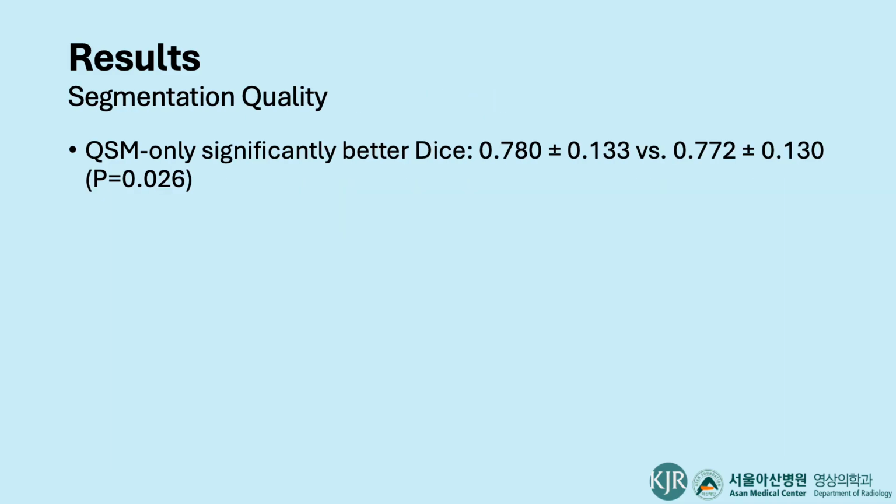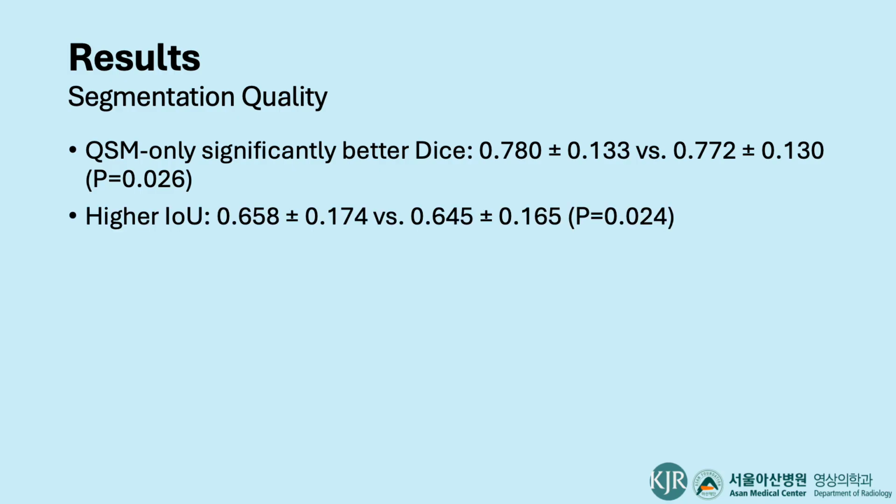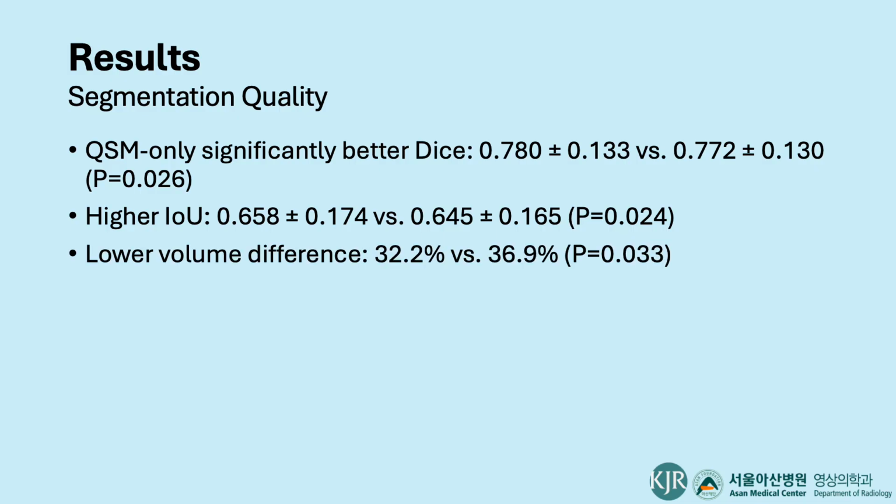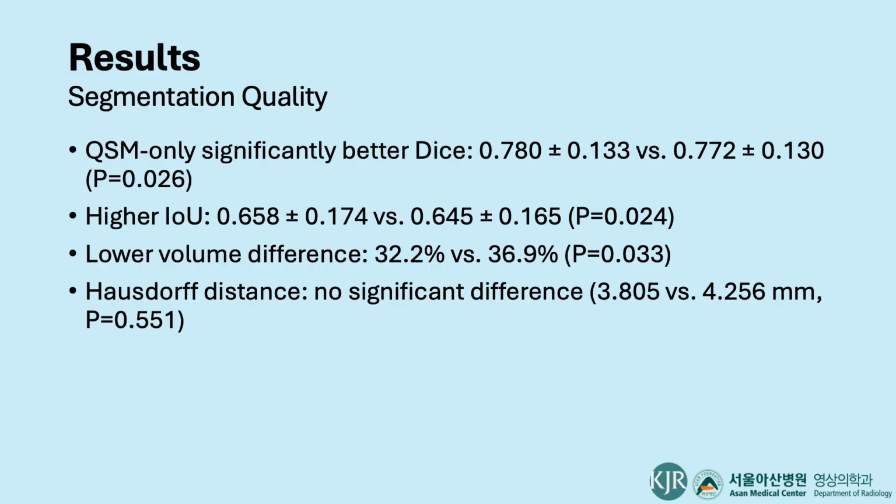For the lesions that were correctly matched, segmentation quality also favored the QSM-only model. It produced a significantly higher Dice coefficient and intersection over union, and a lower volume difference, all statistically significant. The Hausdorff distance was slightly lower, but did not differ significantly between the two models.